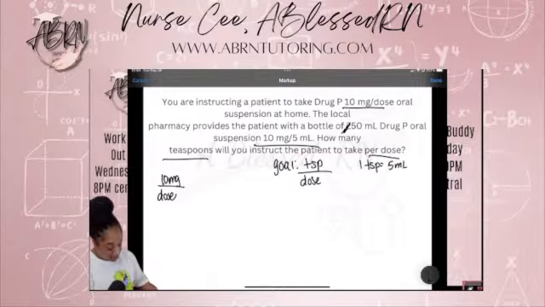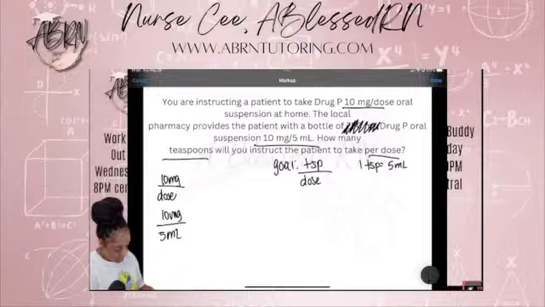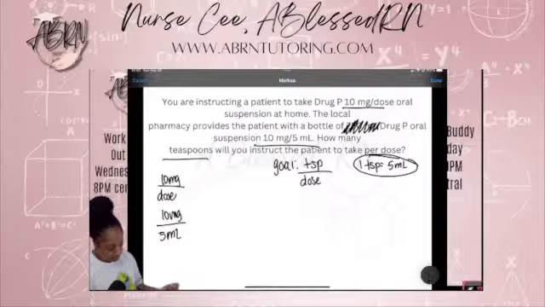That right here is going to be your fluff. We don't care about how big the bottle is. We just want to know what is the concentration. So 10 milligrams per 5 milliliters, okay? And so then we want to start with what it is that we're looking for, which is teaspoons, right? So we'll do 1 teaspoon is 5 milliliters.